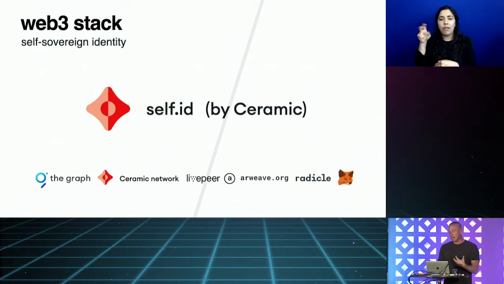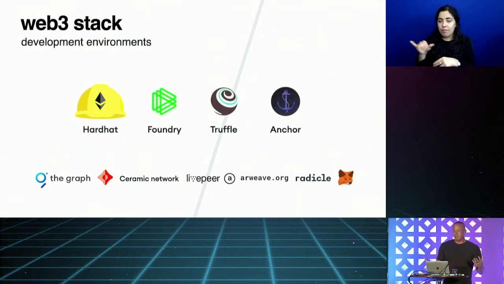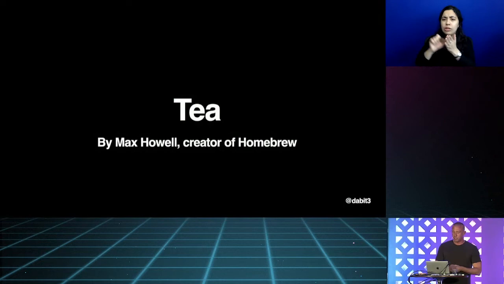For identity, we have this new project that was released a few months ago from Ceramic called Self-ID. It allows people to kind of change information based on their address. So if you want to associate your address with a profile picture or some type of username, you can do that. And then finally, the development environments that you might want to use to kind of build out the actual smart contracts. Hardhat, Foundry, and Truffle are really great for writing Solidity, and then Anchor is a great one for writing Rust on Solana.